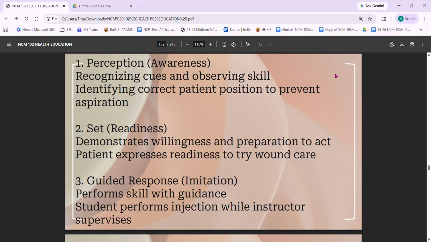Okay, so again, because we are in the skill part: perception, recognize cues and observing skills. Next, the willingness and preparation to act. Guided response, okay, performing skill with guidance.